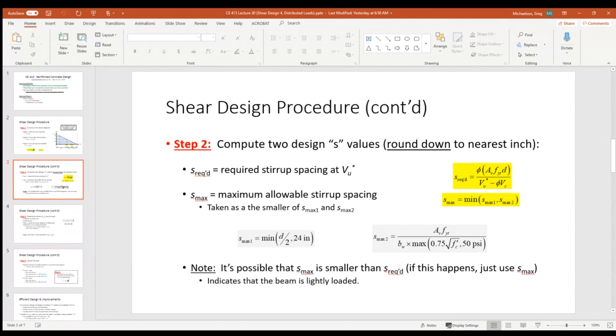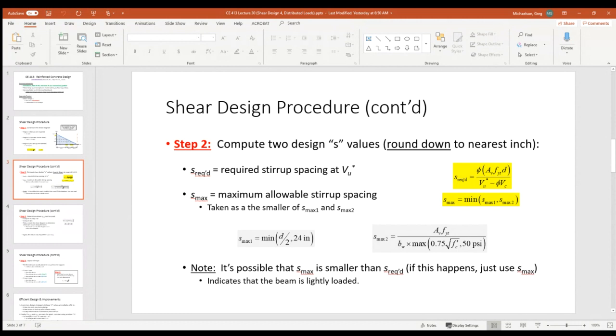Now, I wanted to throw this note here on the bottom of the slide. If you go back to the old notes, you won't find this note in the slides. I put this here because I wanted to make it, again, as simple for you as possible. There are scenarios where S max could be smaller than S required. I even gave homework and exam problems like this, and I'm trying not to do that here. I'm just trying to keep it simple and straightforward for you.